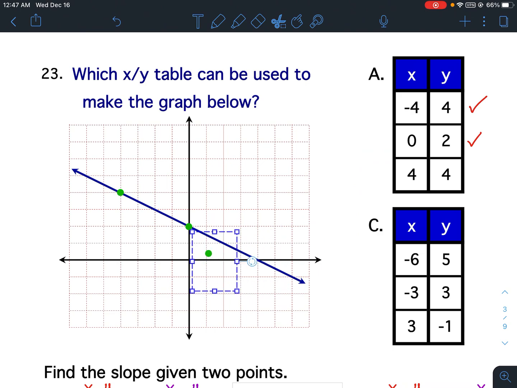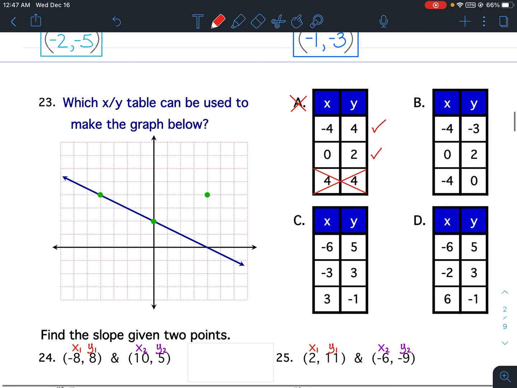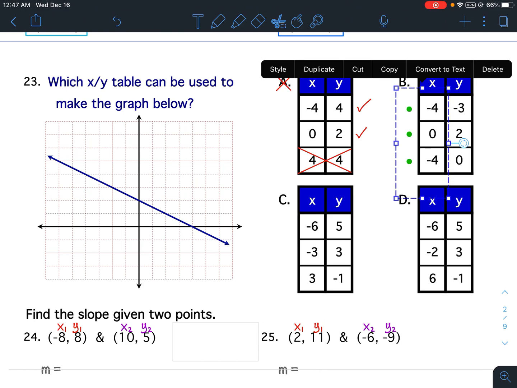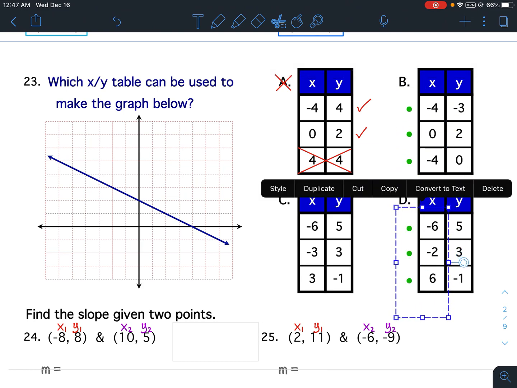The next one is 4, 4. Does that point fall on the graph? No, it does not. So we're going to cross out that point and cross out A. All right. Tell you what, I'll just put these beside each.